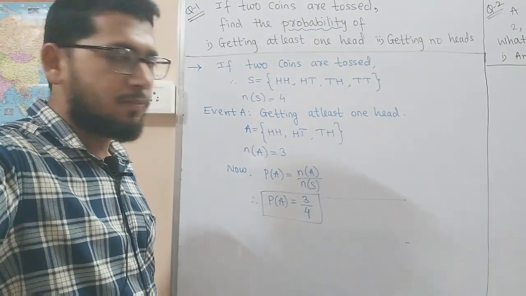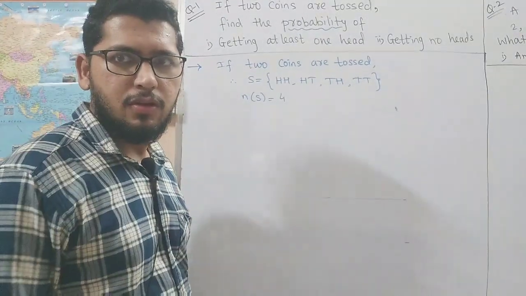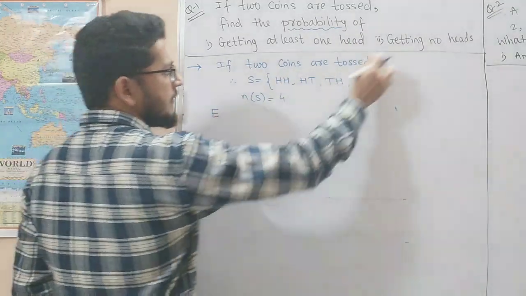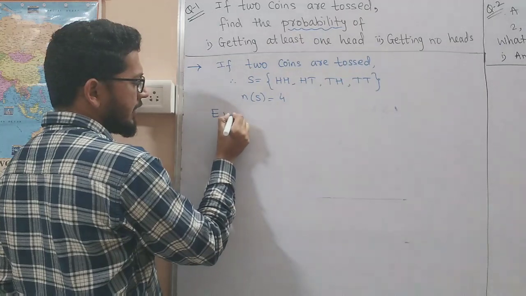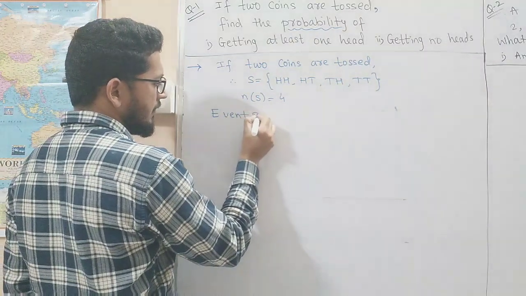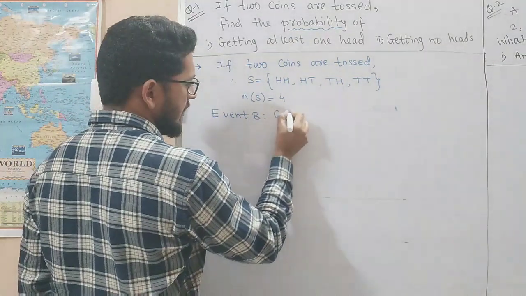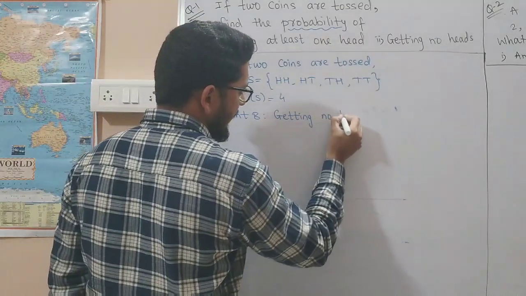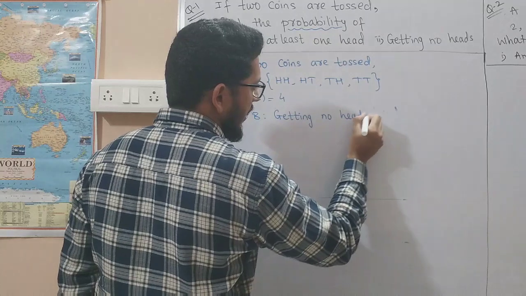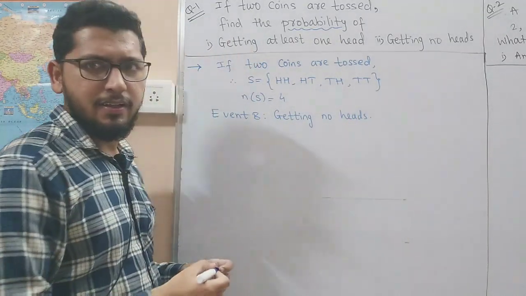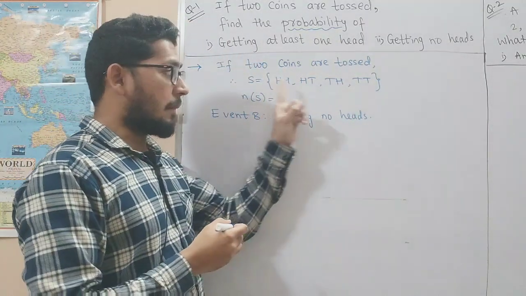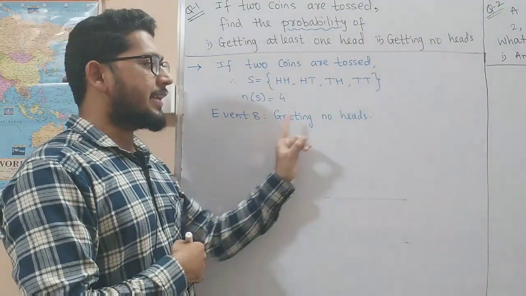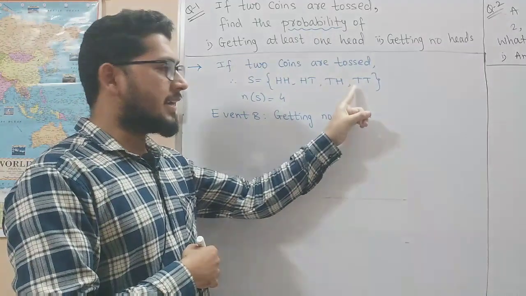Okay. Now we'll come to the second event. Now for the second event, what is the second event given here? The second event given is getting no head. So we'll write event B. What is the question? Getting no head. If it is getting no head, it means ऐसे पॉइंट ढूंढना है जिसके अंदर हेड है ही नहीं. तो ऐसा कौन सा हो सकता है? ऐसे सैंपल स्पेस में ढूंढना है those points which do not contain head. So getting no heads, here TT is there.